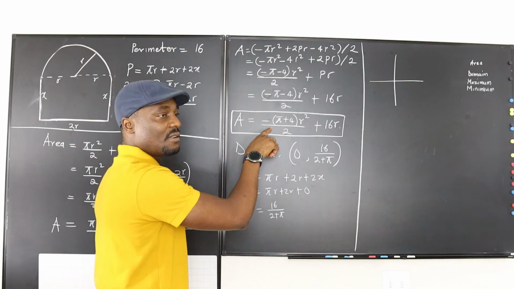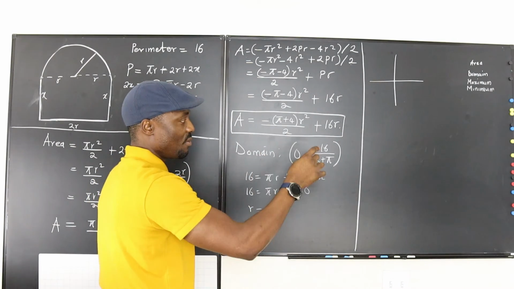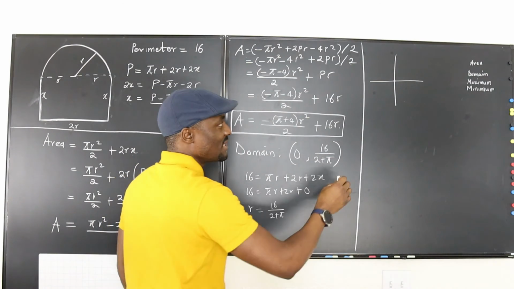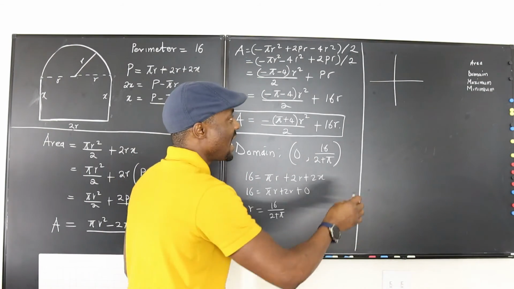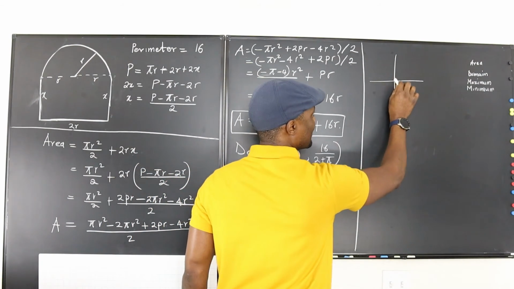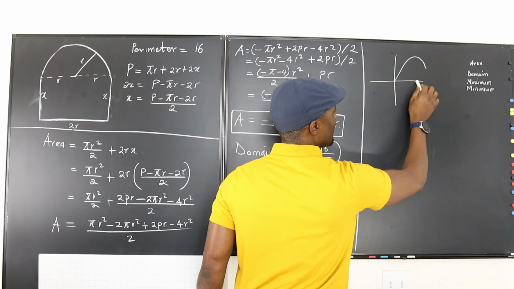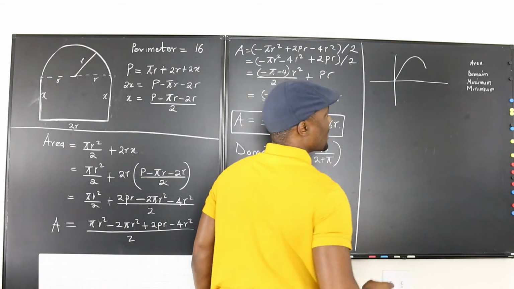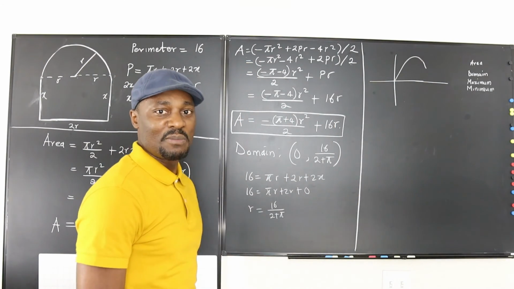The coefficient of a in this quadratic equation is negative. That means it's going to be a maximum graph. And look at this. That's what I think this graph is going to be like.